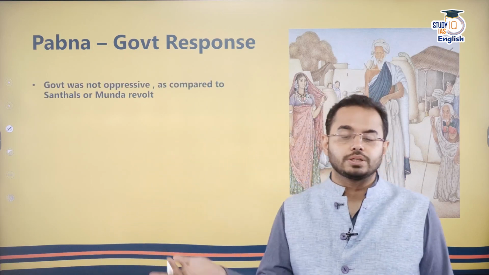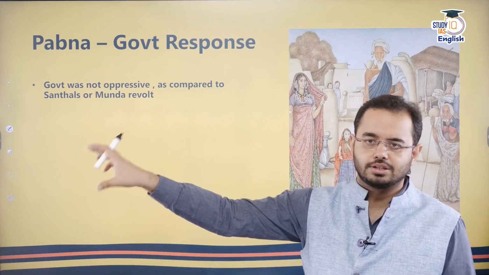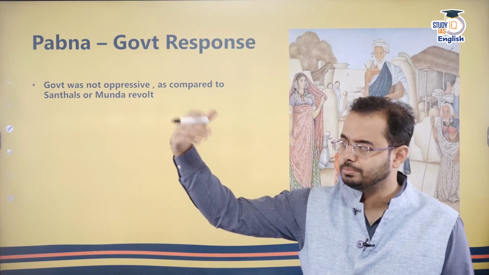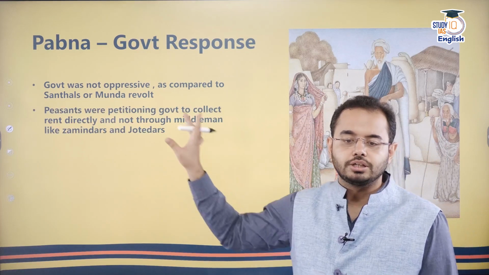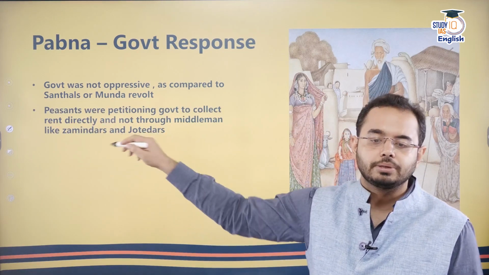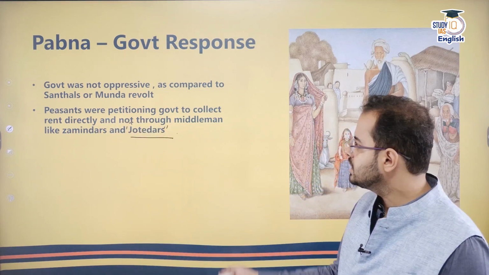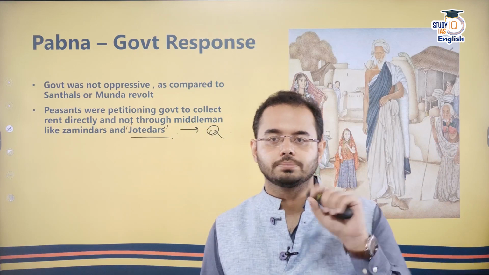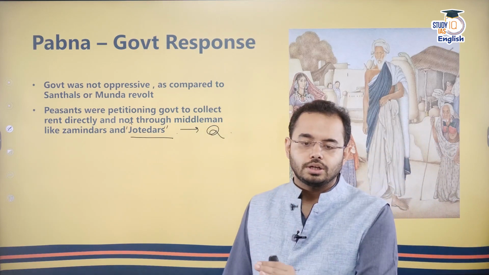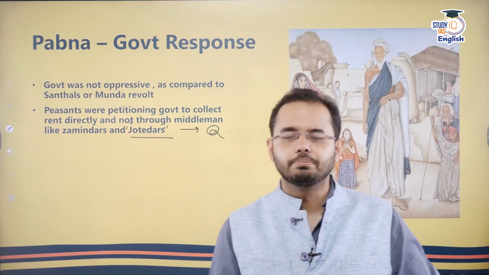And the government was not oppressive towards Pabna, even compared to the Santal or Munda revolt, which we saw earlier, because the peasants were asking the British government to deal directly with them rather than keep a zamindar in between. So peasants were petitioning the government to collect the rent directly and not through middlemen like zamindars and jotedars. Jotedars is also a nomenclature which is used for middlemen. See, UPSC uses these words to give questions. They have many questions which are just based on some terms. They have asked questions on the term zamindars. They might ask you questions on the term jotedars. So again, jotedars are nothing but middlemen.